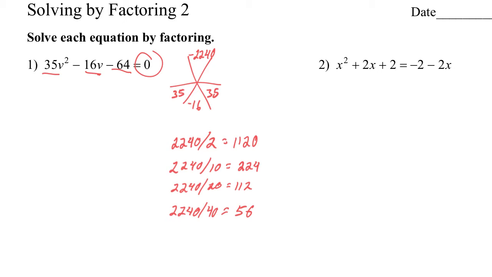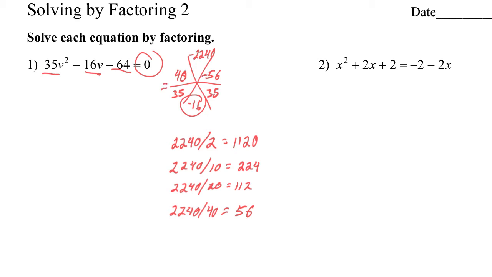So take those two numbers, 40 and 56, and put them on the sides. Now, one of the two has to be a negative in order to multiply to get a negative. And the big one has to be a negative in order to add them to get a negative 16. So the 56 will make a negative.